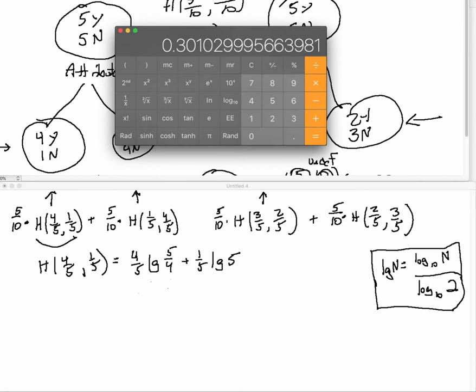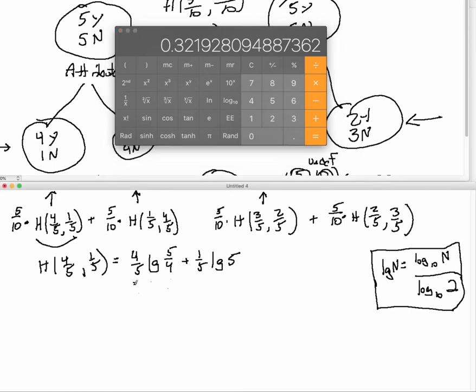So I know what I'm going to do. I'm going to clear everything, take 2, go log base 2, and store that into memory. So I'm going to do a memory clear and then a memory plus. Now I'm going to go 1.25, log base that, divide it by memory recall, and that is equal to 0.3219.